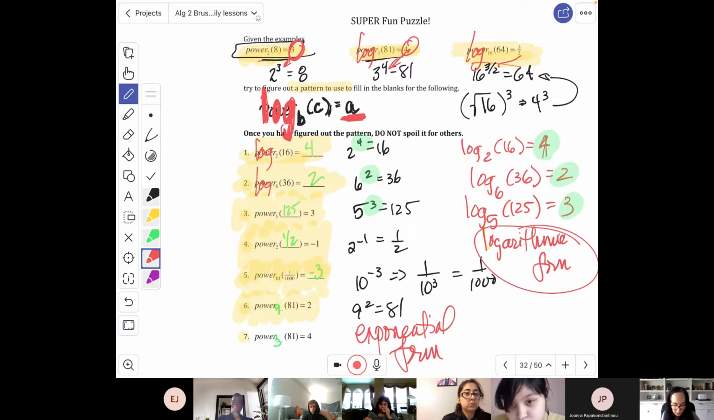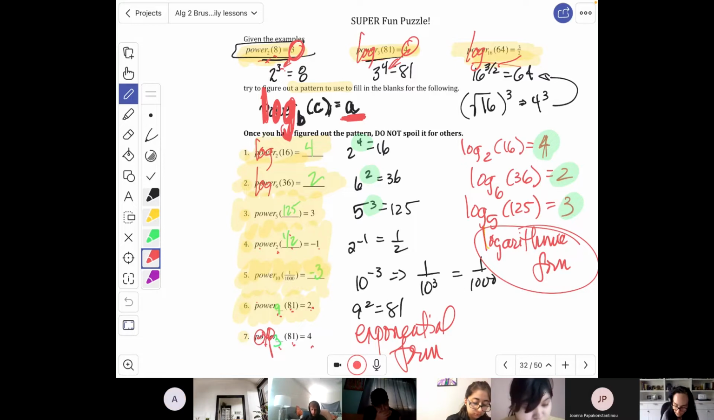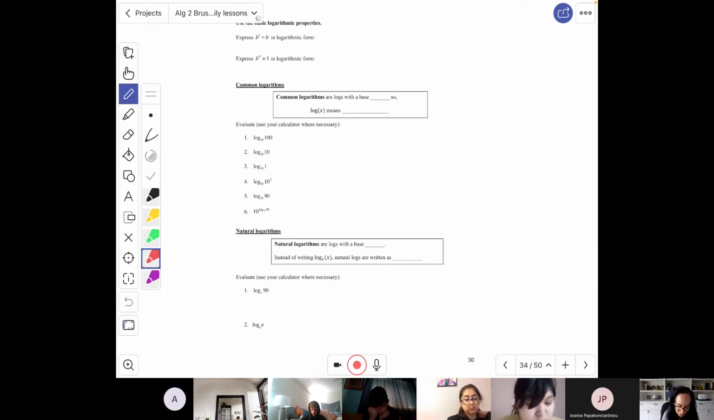So I like to do this little puzzle because if you start throwing logs in, people start freaking out. But if you see the word power, the power of the base 2 to get 8 is 3. The power of base 2 to get 1/2 is -1. Power is exponent. The exponent for base 9 to get 81 is 2. The exponent of base 3 to get 81 is 4. That's all you're doing. Now that we've done that, it's cool, super.